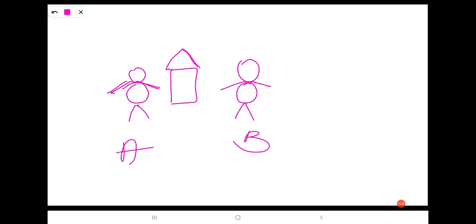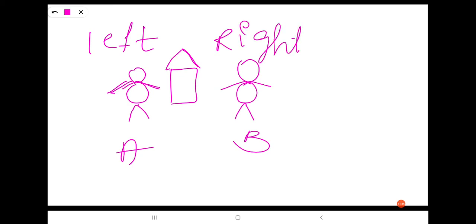So who is correct here? According to person A, the house is at left side, right? And according to person B, the house is at right side. So here both the answers are correct. So we can say that the location is relative.